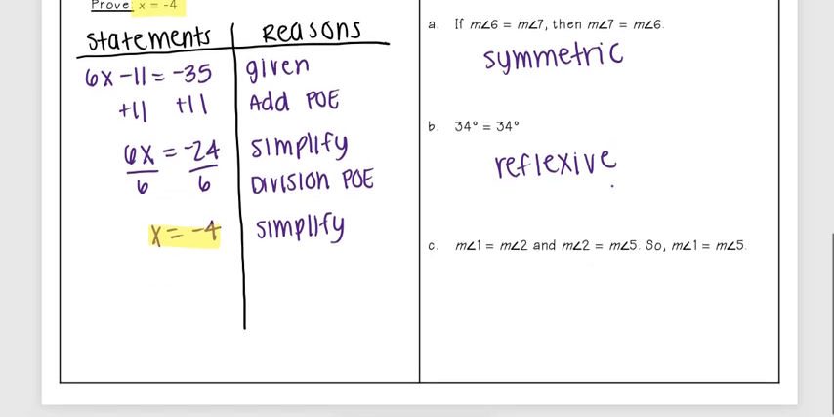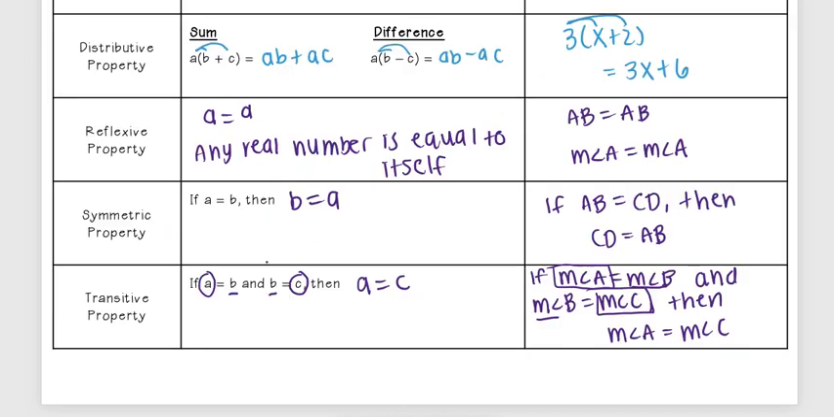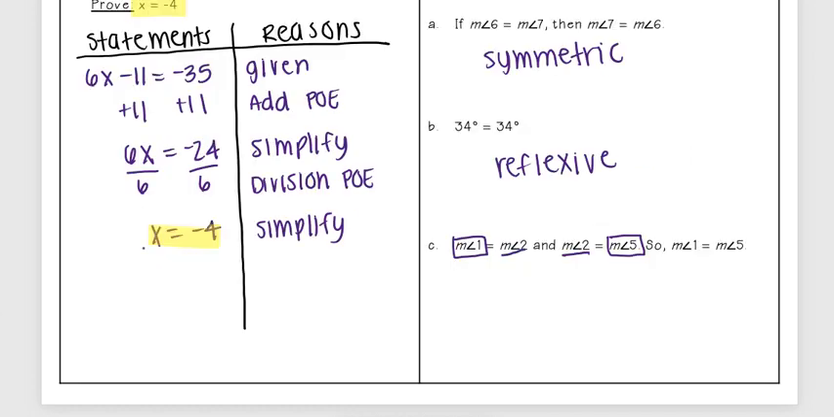And then for that last one, I have measure of angle 1 is equal to measure of angle 2, and measure of angle 2 is equal to measure of angle 5. So measure of angle 1 is equal to measure of angle 5. I have a lot going on there, but I see that my measure of angle 2 is in the middle, and I ended with the first and last being equal, and that property is my transitive.